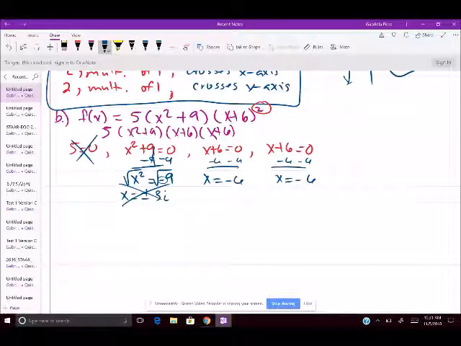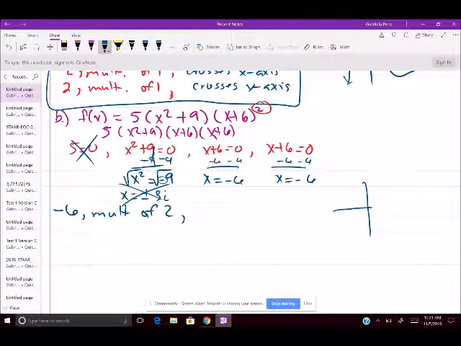Now, how many zeros did I get? 2, but they're both the same number. So when you have to write this out, you're just going to put negative 6, but a multiplicity of 2. Now, the last question is, is it touching and turning around, or does it cross? And this is where I need you to graph it on your paper. At negative 6, is it crossing or is it touching and turning around?